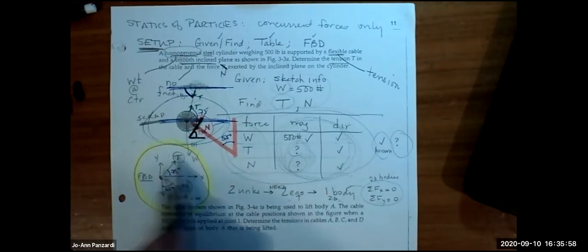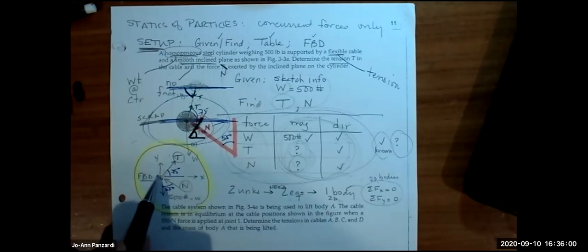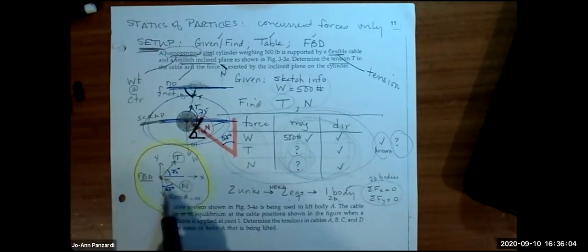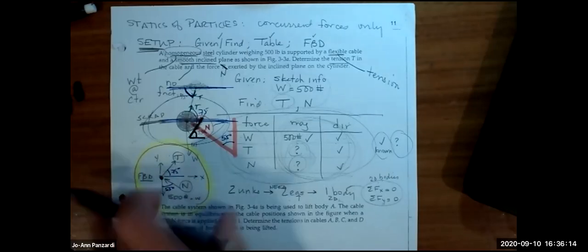I drew my tension, I drew my normal, and yes, you could draw your normal up here if you want. I drew my weight, put in the directions of all the forces, labeled all the forces with either values or variables, and put a positive X or Y axis. And that's where I stop.